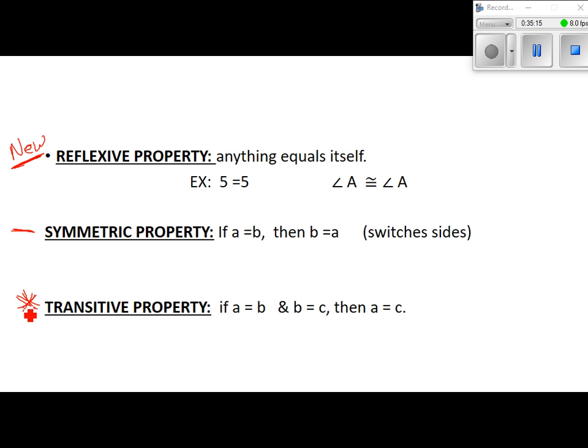Reflexive property. We're going to use the reflexive property a lot in geometry, and it sounds stupid, and it sounds like it's not very useful, but it is. All right? In reflexive property, anything equals itself. Not Sean equals Cooper. Has to be Sean equals Sean. Anything equals itself. So 5 equals 5. You didn't use this a whole lot in algebra because everybody knew that 5 equaled 5, and you didn't put a whole lot of thought into it.